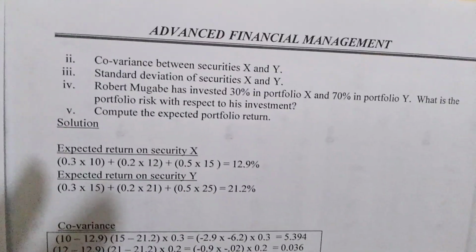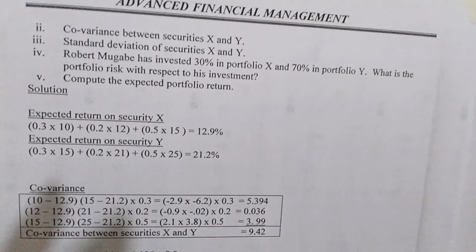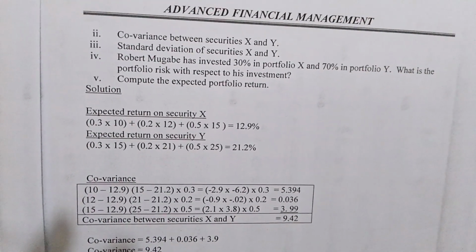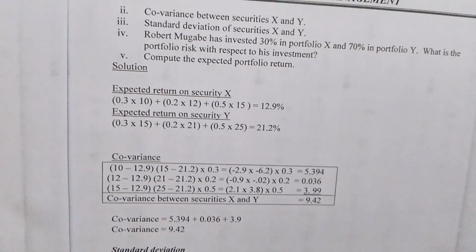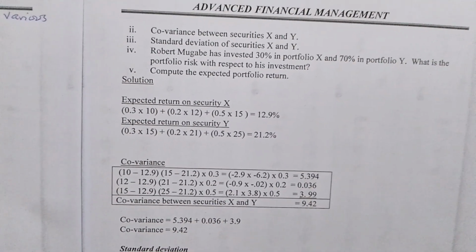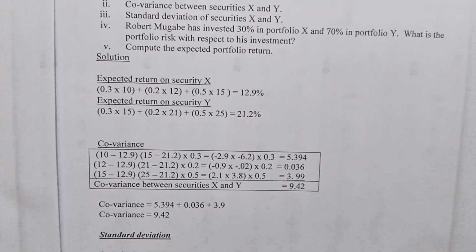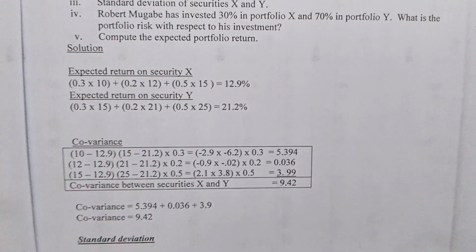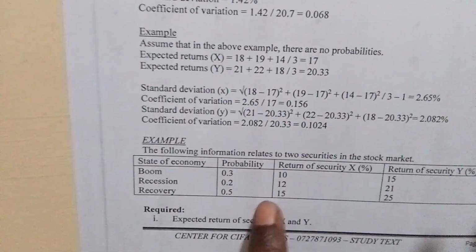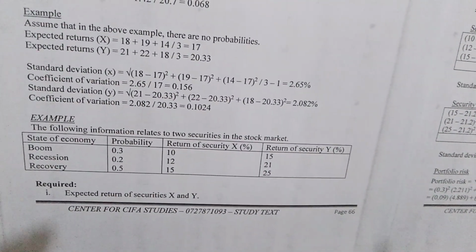Next is covariance between securities X and Y. So what you do is that you check here what we are doing here. You look at the 3 states of the economy, the boom. So you pick the return of that specific security. For example, for security X, the expected return is 10. I'm trying to explain how we calculate the covariance.